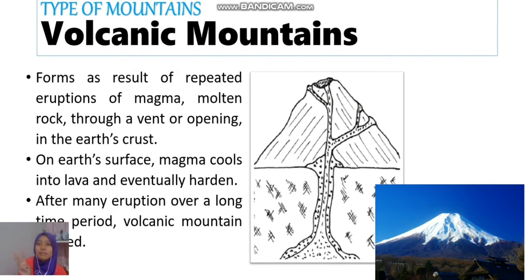And the third type of mountain is volcanic mountain. Volcanic mountain forms as a result of repeated eruption of magma, molten rock that comes from the opening of the Earth's crust. On the Earth's surface, the magma cools into lava, and eventually this lava hardens. So when it keeps hardening, there's lava flow here and then it hardens. Over a long period of time, a volcanic mountain forms.